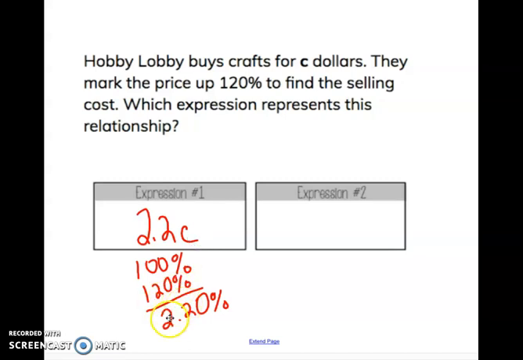Markup is an add-on, so 220% is 2 2/10 when you make it a decimal. The other thing you have to remember is you can start with the cost, which is C, and then you can mark it up 1 1/10 of the cost, and that will give you the total. Remember, there is always a 1 in front of the C. It's there, but you just can't see it. So when you combine your like terms, that is where you would get 2 1/10 C.